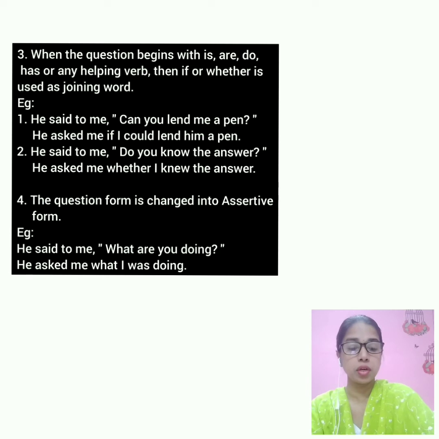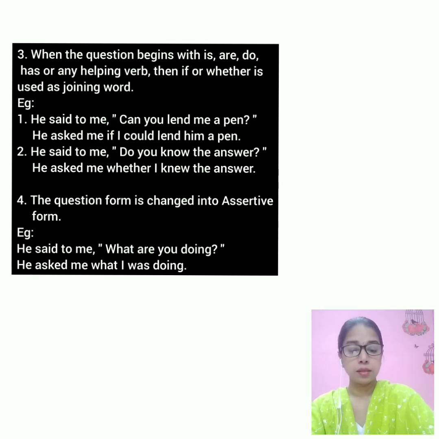So when you change this direct speech into indirect speech, you will write it like this. He asked me whether I knew the answer. So here do has been removed. You know the answer, that part has been used after the joining word. So the sentence is, he asked me whether I knew the answer.